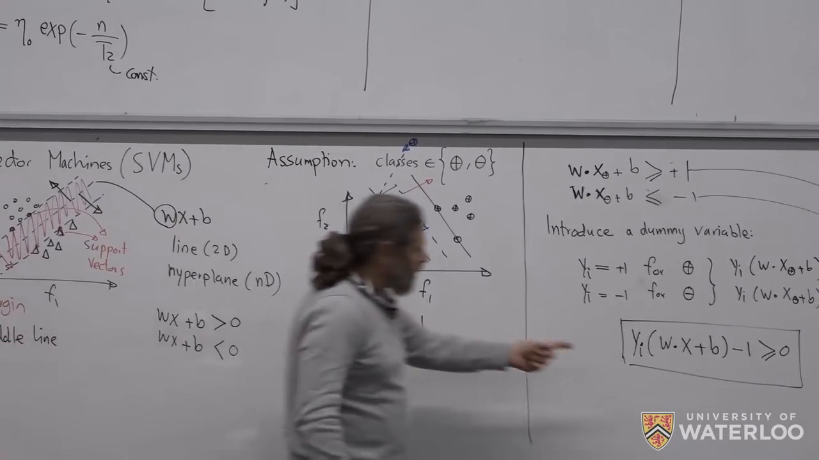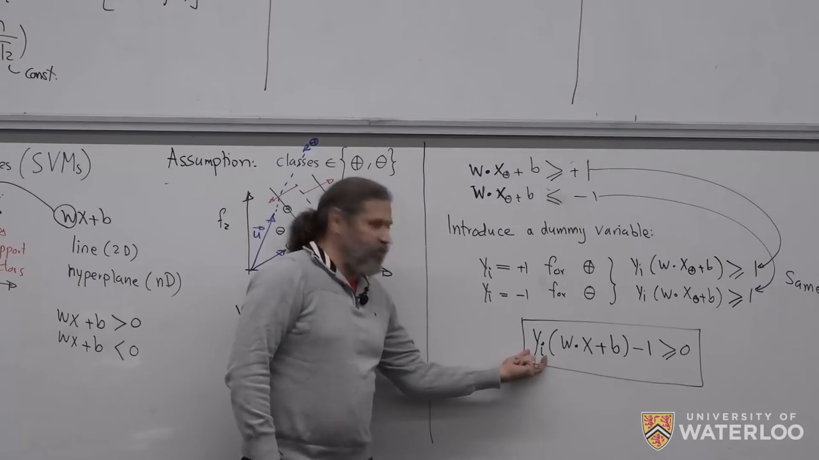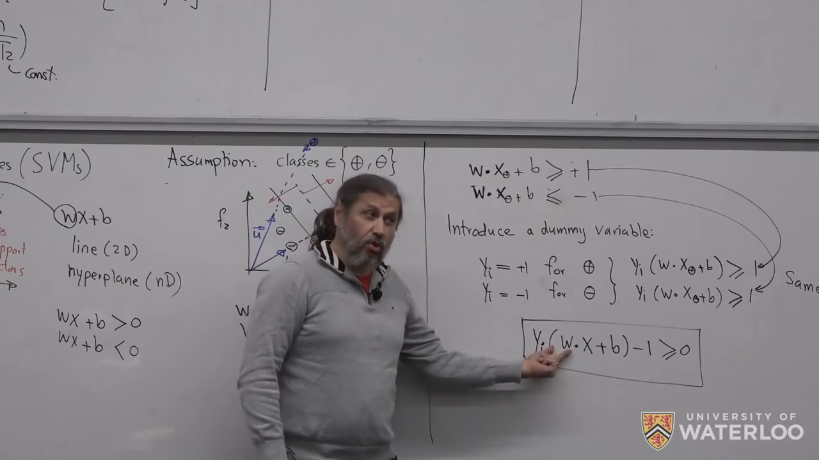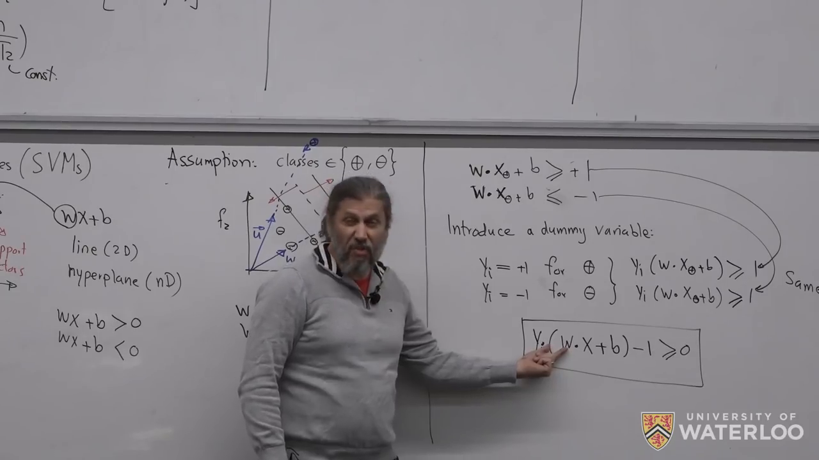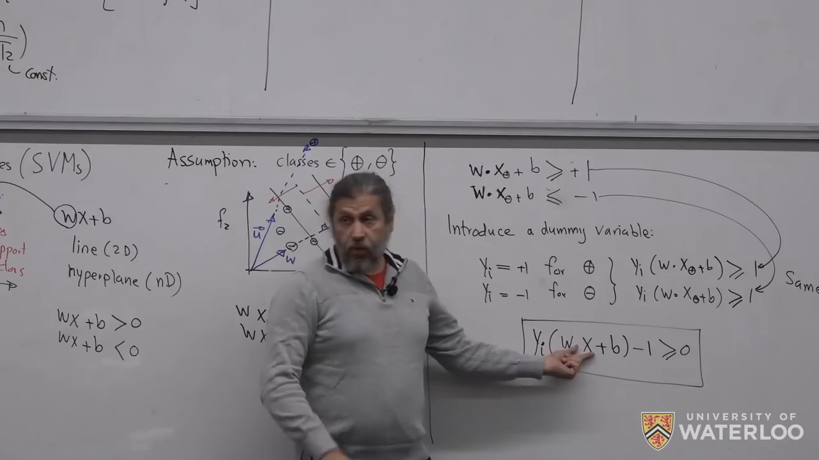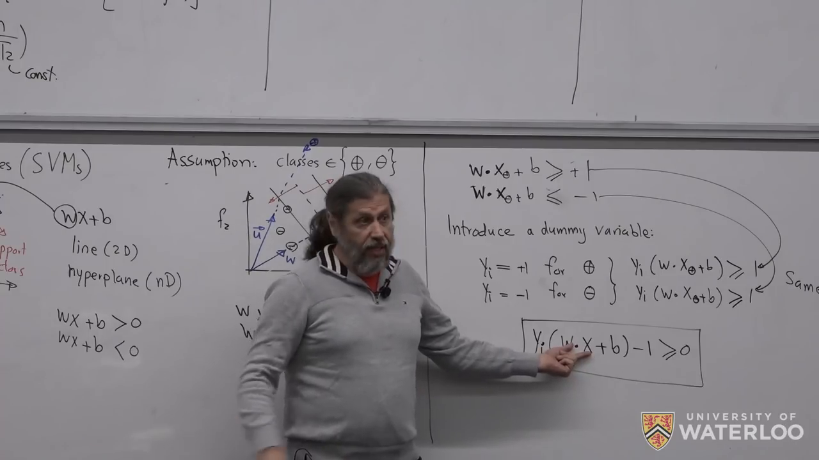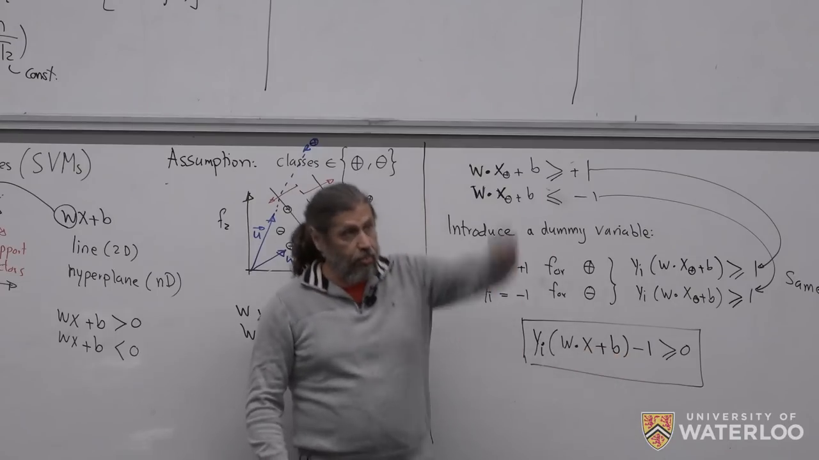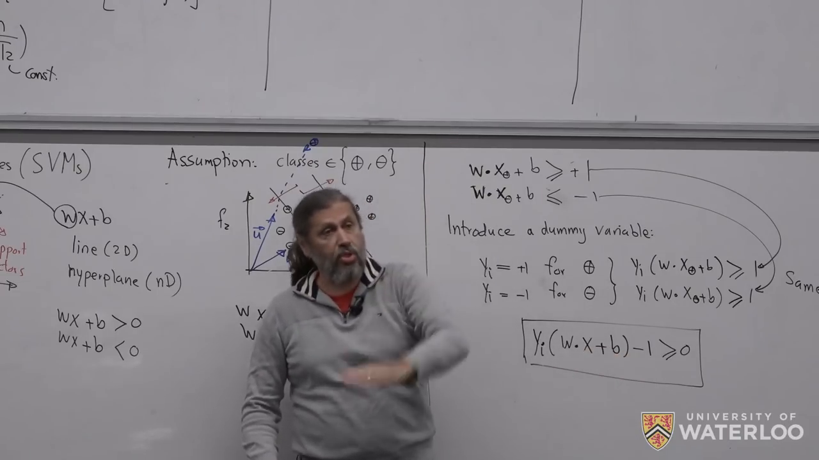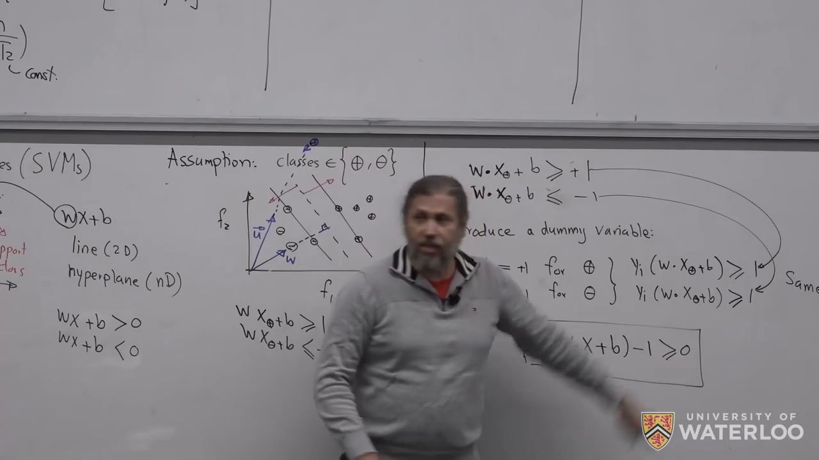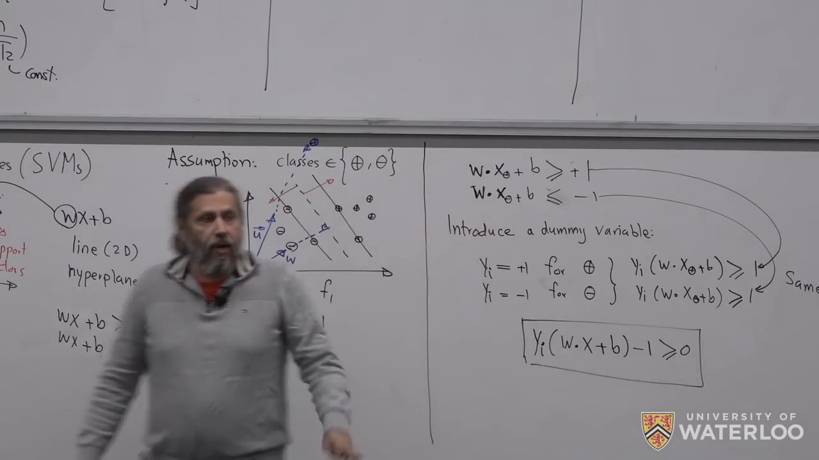So my first condition is: this is my dummy variable for class membership. This is the weights that I have to find, which is orthogonal to the middle line that perfectly separates the data. This is my data. Doesn't matter plus or minus, doesn't matter class yes or class no. This is my bias, the position to shift the plane. This is my constant, and this is greater than 0. Okay.